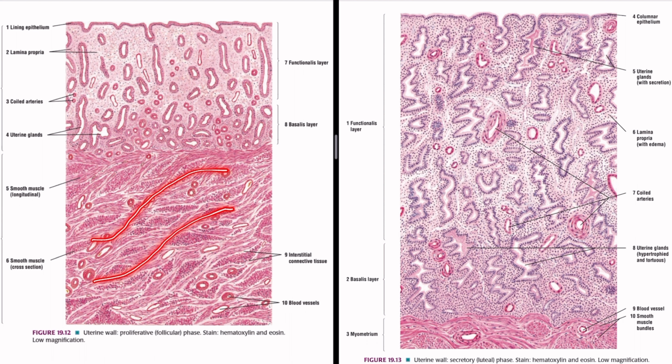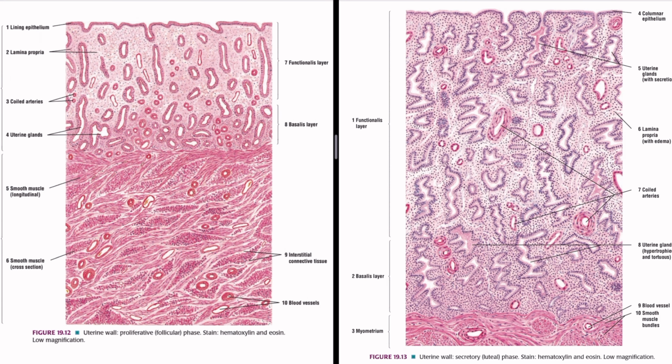Myometrium mainly consists of the smooth muscles with the blood vessels intervening. In the endometrium, it is lined by the columnar epithelium. In lamina propria, there are few glands which are not coiled, but the arteries are coiled. If you look at the uterus in the secretory phase, we can see there is functionalis layer, basalis, and myometrium. Myometrium again contains the smooth muscle with the blood vessels intervening. Then this basalis layer, in which there are uterine glands which are tortuous.